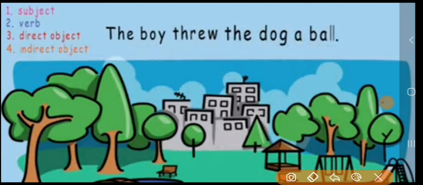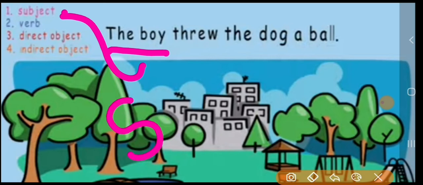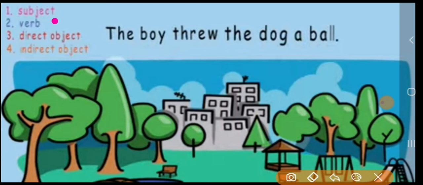The boy threw the dog a ball. Children, first we need to find the subject. Whom or what is the sentence about? Well, the sentence is about the boy. He is my subject. Boy is a person. He is a noun. Next, we need to find the verb. Do you see a word that shows action? What did the boy do? The boy threw. So, the word threw is my verb.